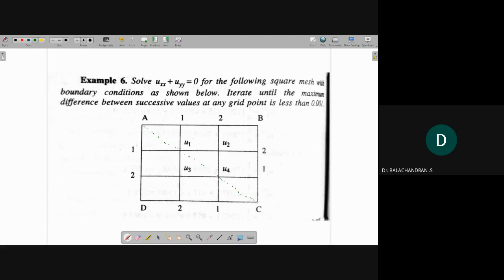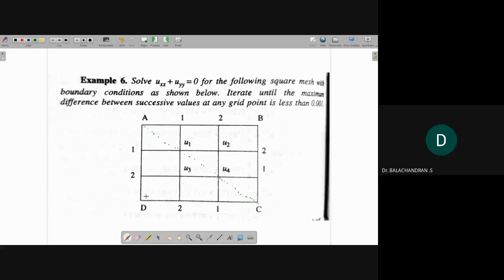About this diagonal, okay, so 1 1 2 2. Similarly here 2 2 1 1. So there is symmetry with respect to this diagonal, and hence u2 equal to u3. So both of them are the same.